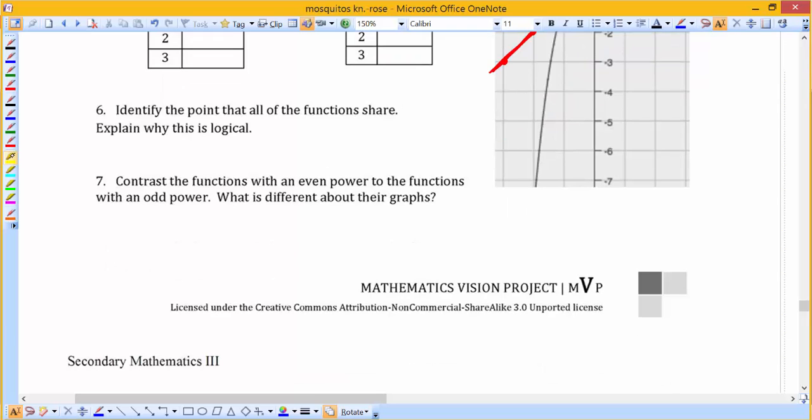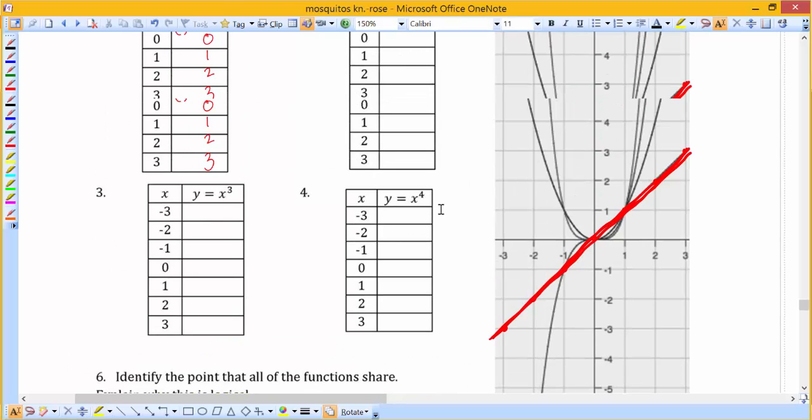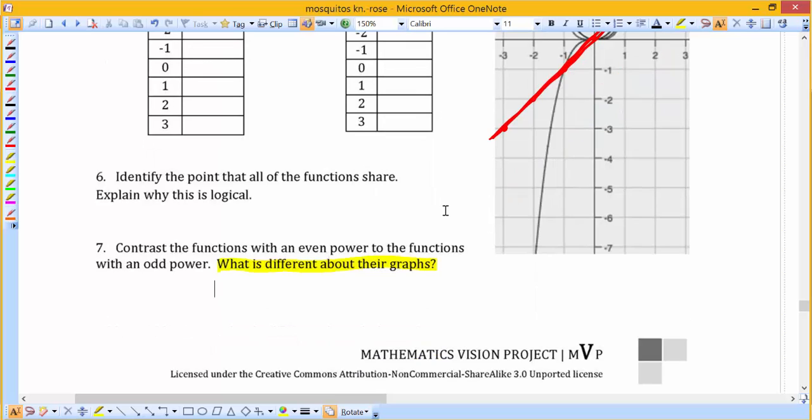And then in number 7, you're contrasting them, which is what is different. You're not comparing them. You're not finding where they're the same. You're just contrasting them. How are they different? So you can use them as number 1, number 2, number 3, number 4. You can use by their color. But talk about how they are different, please.